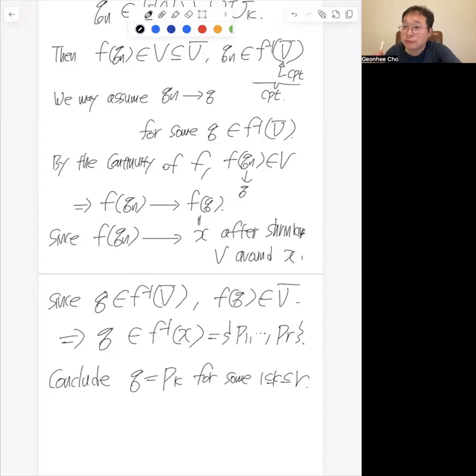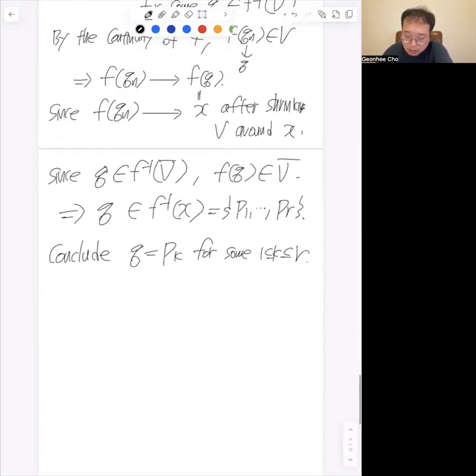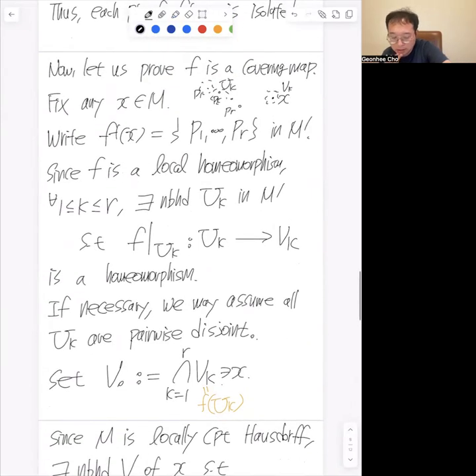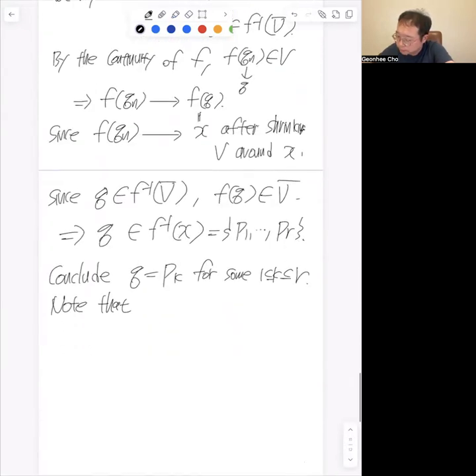Once we have this condition, it is problematic for the following reason. From our construction, we use U sub k. U sub k is the open neighborhood of p sub k.